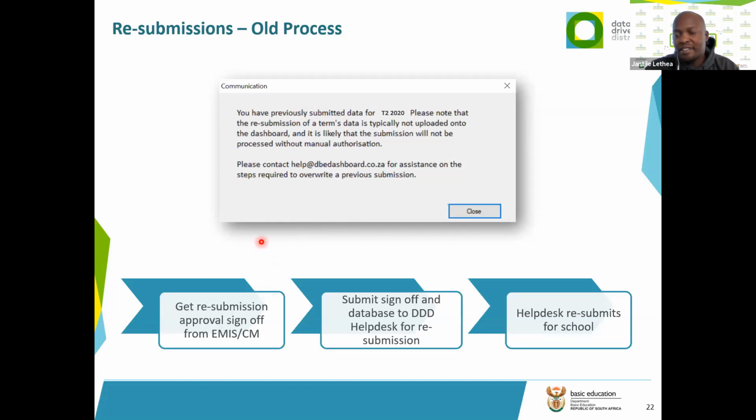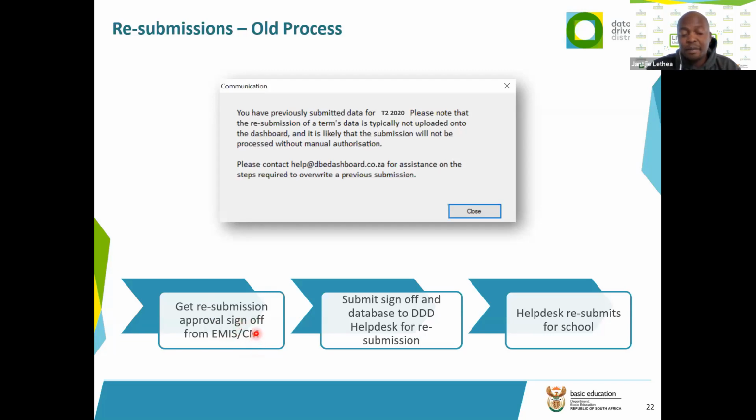Now, under normal circumstances, this is the process that such schools will follow. The principal will have to write a letter explaining why they should be allowed to resubmit their data. The principal will explain, because of 1, 2, 3, 4 reasons, this is the reason you are requesting a resubmission. And this letter will go to the circuit manager, who will then have to write another letter, which is going to be a covering letter.